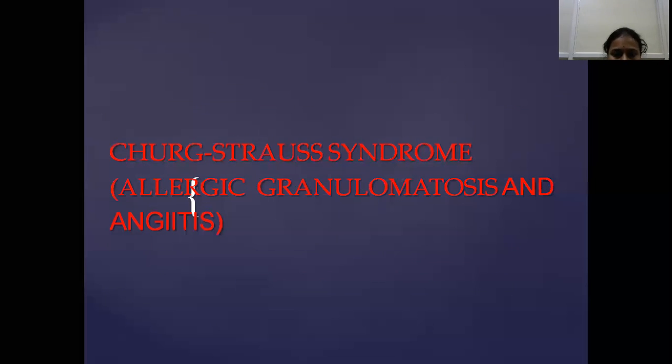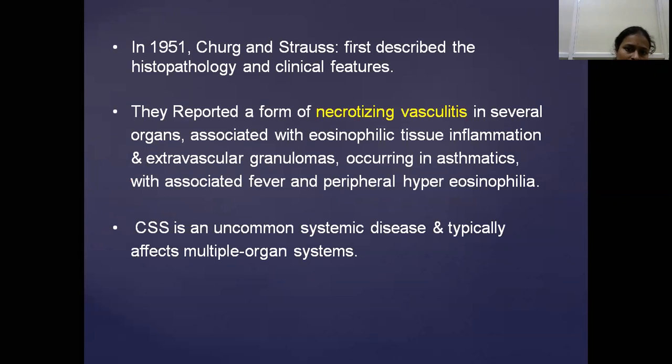Then coming to Churg-Strauss syndrome. This is also of unknown etiology. What is Churg-Strauss syndrome? It is allergic granulomatosis and angiitis. It is a vasculitis of medium and small vessels. Mainly, it is a necrotizing vasculitis. In 1951, Churg and Strauss described the histopathology and clinical features of Churg-Strauss syndrome. They reported a form of necrotizing vasculitis.